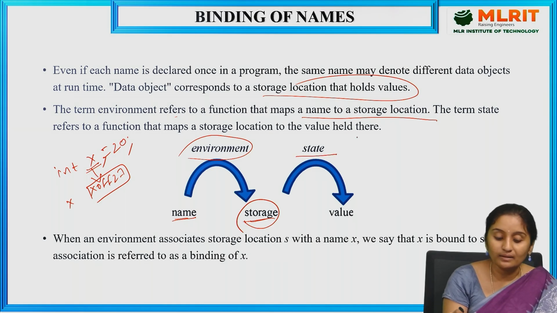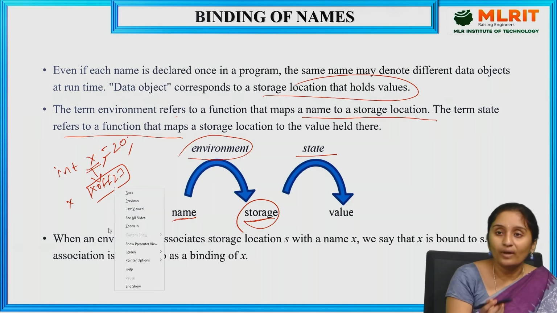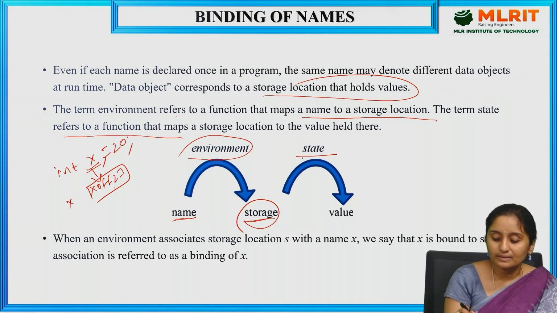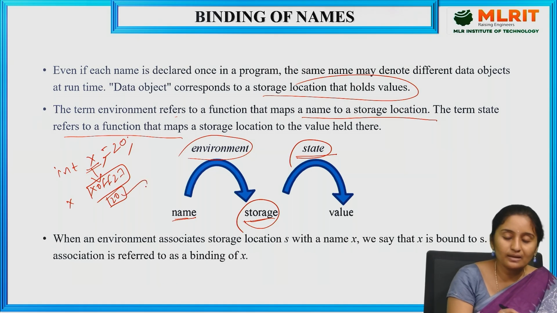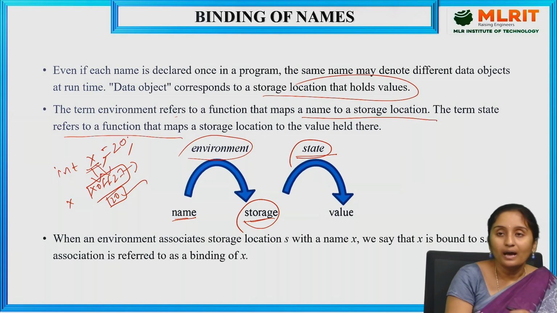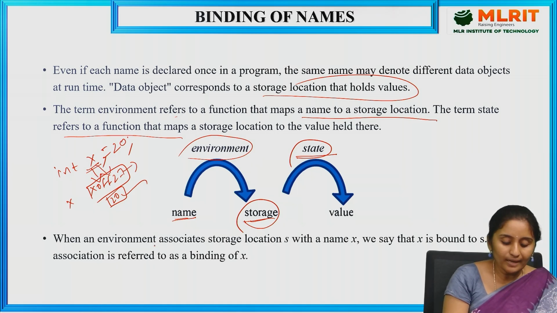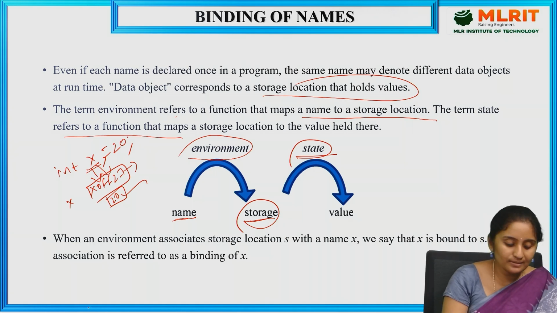Coming to state, the term state refers to a function: at that particular storage location, what value is there? So here x is at address location x0ff27, and at this address location I have the value 20. When I give state, it generates 20 as the output. And when I give environment, it gives the address x0 some address. When an environment associates storage location S with the name x, x is bound to S, and we can also call it the binding of x.